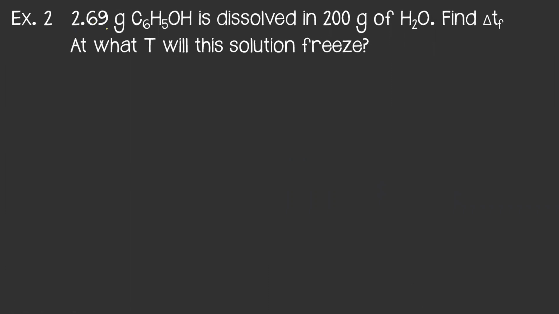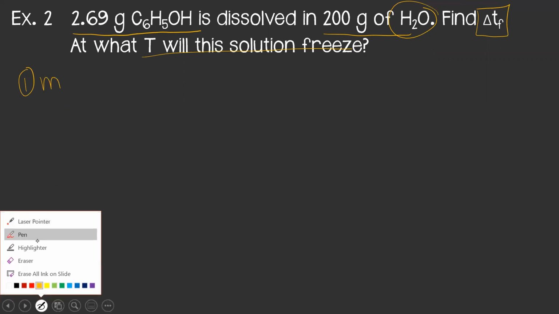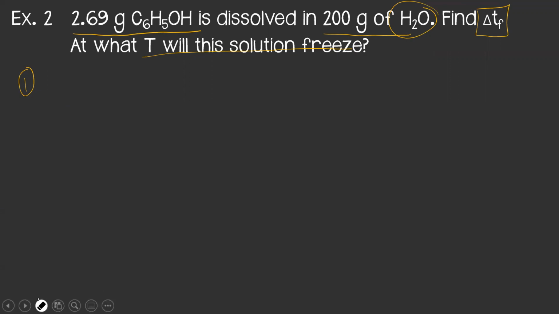So we have 269 grams of C6H5OH. It's dissolved in 200 grams of water. Once again, find delta TF, freezing point depression, and find the temperature at which the solution will freeze. So once again, first step is to go from grams to moles of solute.